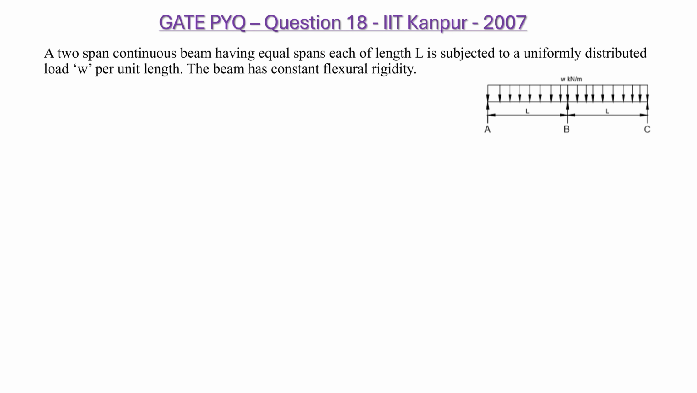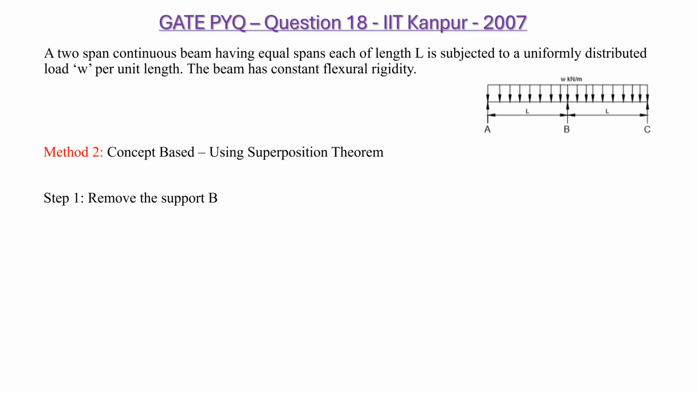Now, let us solve the same problem using method 2, which is concept based, and the concept used here is superposition theorem. In order to solve this problem, first we will remove the support B as shown in this figure. When I remove this support B, the beam acts as a simply supported beam with UDL W kilonewton per meter acting over the entire span.